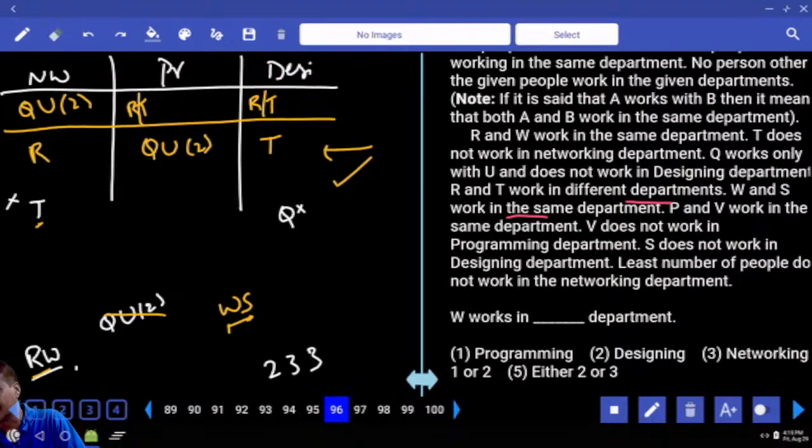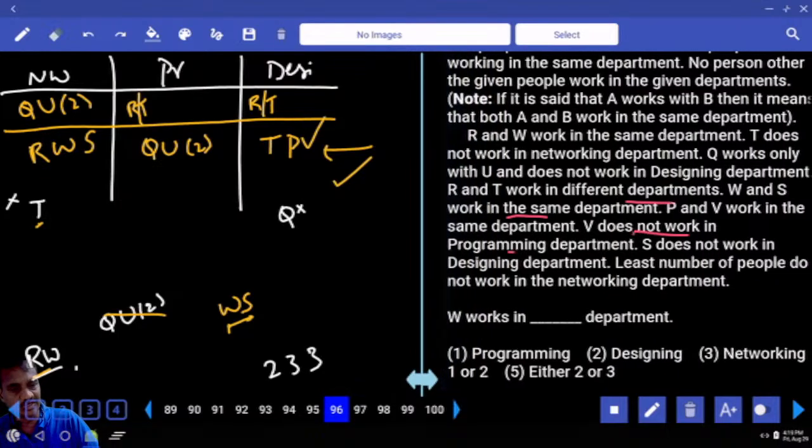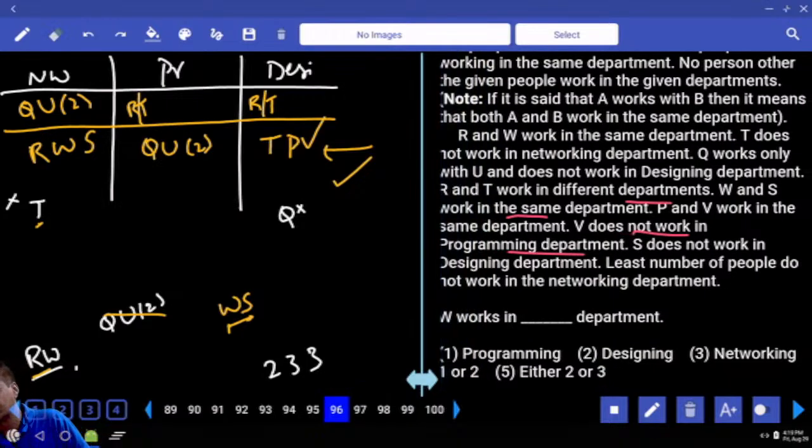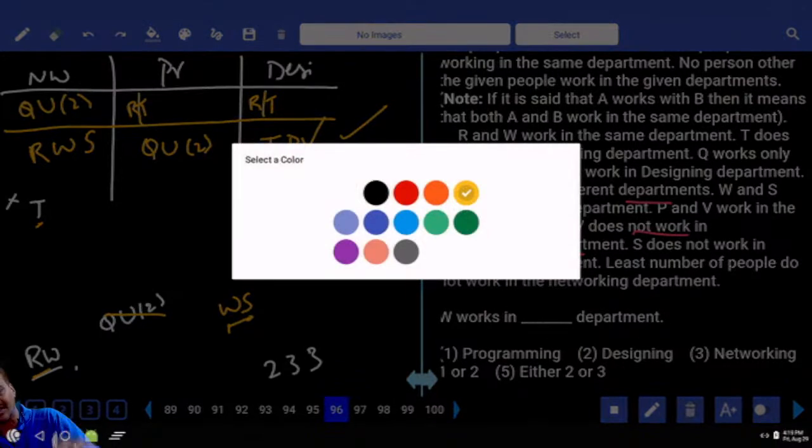R and W working in the same. W and S are also working in the same. Hence R, W and S are working in the same. Now if 3 people were here, the remaining persons will be TP and V will be here. Then V does not work in programming. True or false? This diagram. Now V does not work in programming.